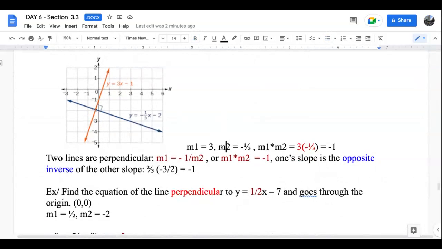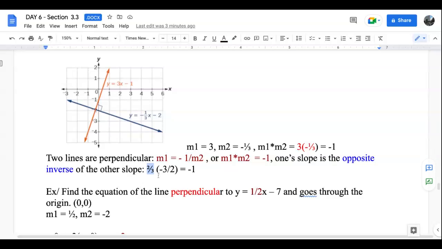So if two lines are perpendicular, the product of their slopes equals -1. If we call the slope of the first line m1 and the slope of the second line m2, that means m1 times m2 equals -1. In other words, m1 equals -1 over m2, or m2 equals -1 over m1. Right? One slope is the opposite inverse of the other.